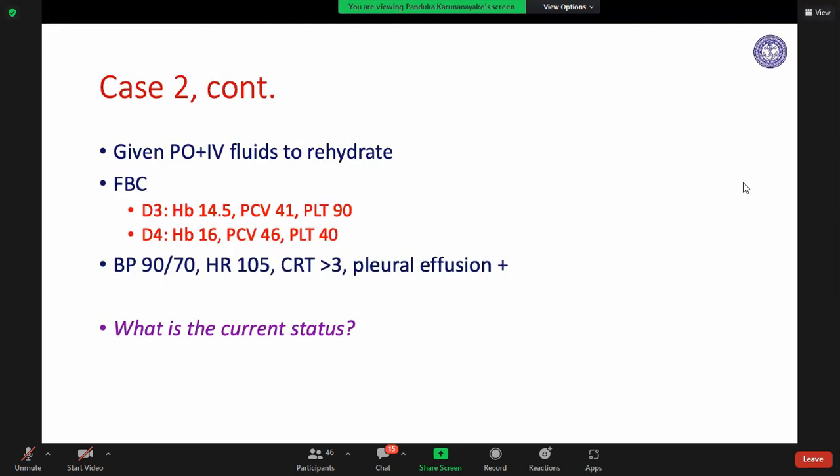So this is a clear-cut case of leakage because of the effusion, the hemoconcentration, and the drop in the platelet count from 90 to 40. Plus, she actually also has already got hypotensive shock because of the systolic blood pressure being 90, heart rate being 105, and the refill time being more than 3 seconds. Okay, any clarifications?